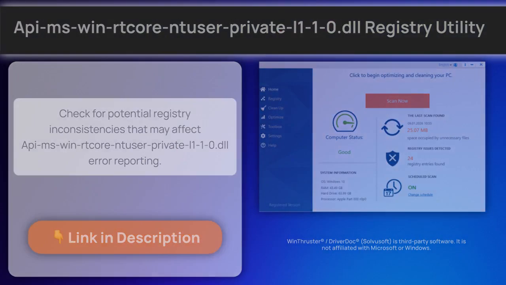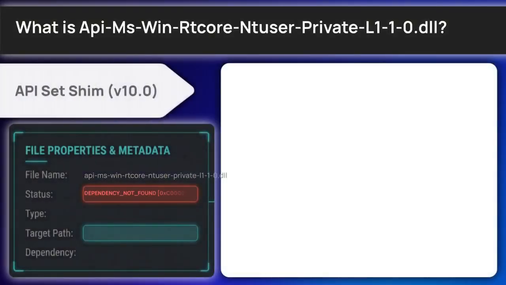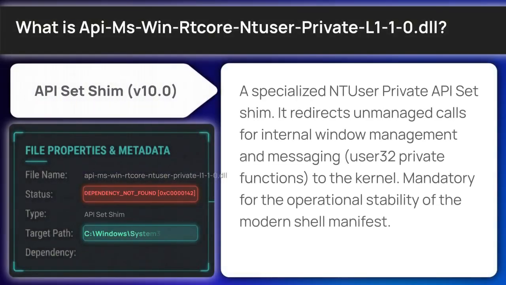This is the WinRT Core NTUser, a specialized NTUser Private API Set Shim. It redirects unmanaged calls for internal window management and messaging, User32 Private functions, to the kernel, mandatory for the operational stability of the modern shell manifest. With that background out of the way, here is how we actually restore the missing component.